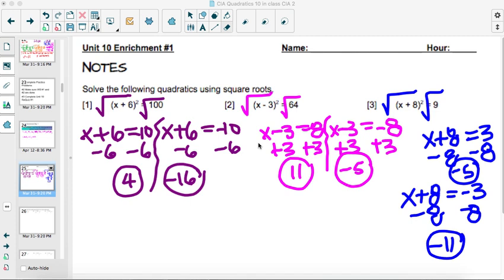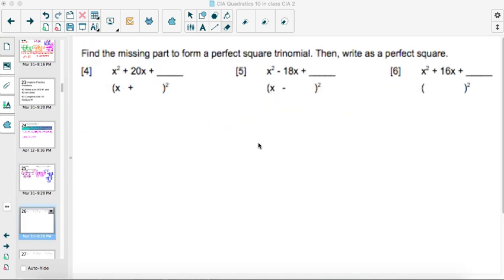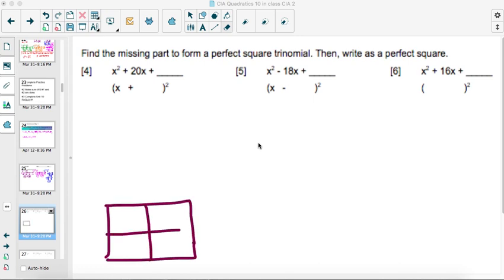All right, now we're going to move on to some new material. So make sure you pay attention, and if you need to, rewind the video as needed. So we are going to talk about what a perfect square trinomial is. So first, I'm going to start off by reminding you of one thing. We did the box last semester.